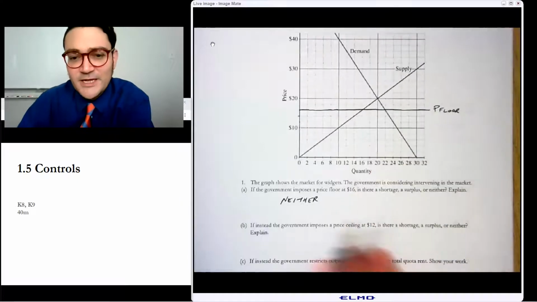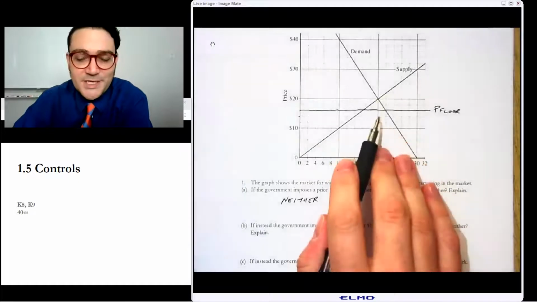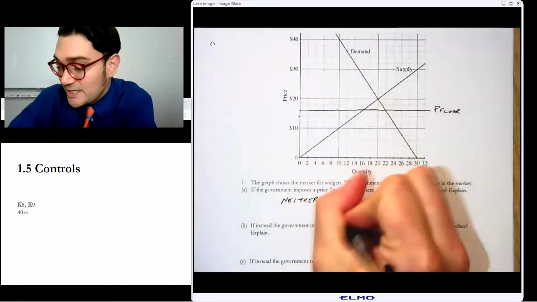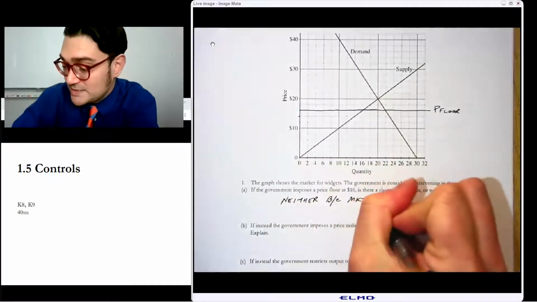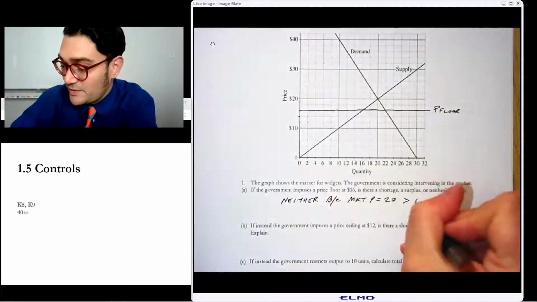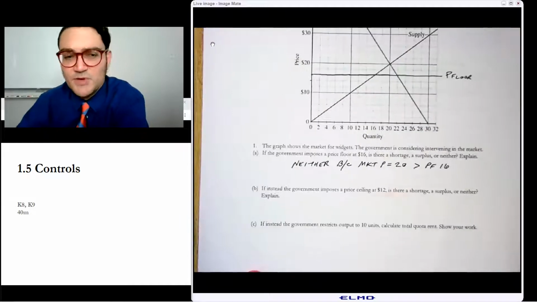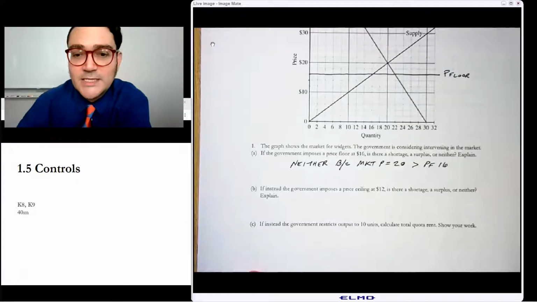It's just awful. So we said that it's neither, and that's because, again, the price is $20, and we're saying you can't go below 16. Well, it doesn't really matter. And so our explanation can be that the market price equals 20, right? And that's greater than the price floor at 16. That's all you have to write, right? And abbreviations, I appreciate abbreviations. The AP graders do. Everybody in econ likes that.